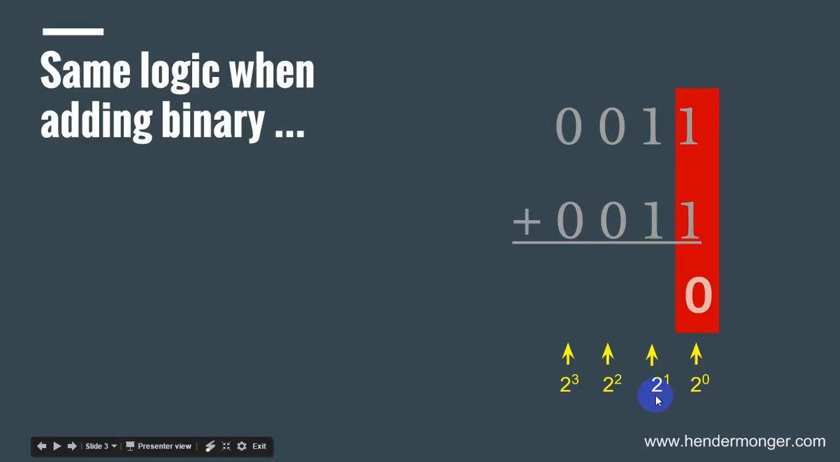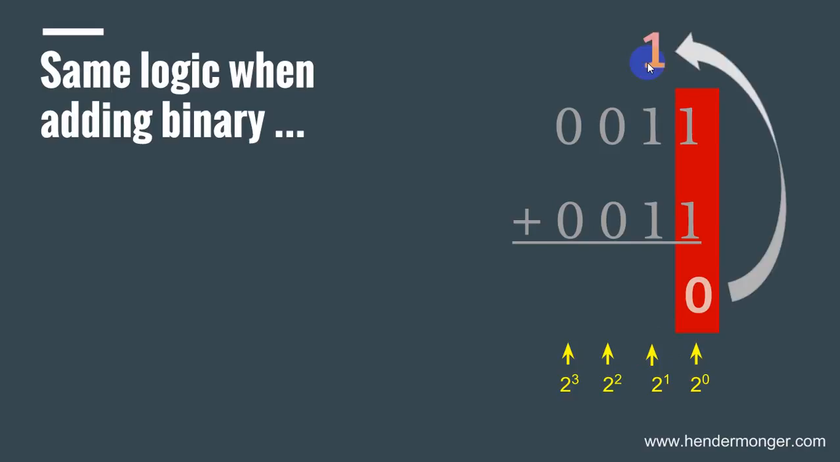Think about that, because this is my 2's place. 2 to the first represents 2. And when I added down here, I got a 2. So I need to carry the 2 and put it up here into this place. I have 1, 2 that I needed to carry up here. Okay. And so now what's going to happen is I'm going to add these.